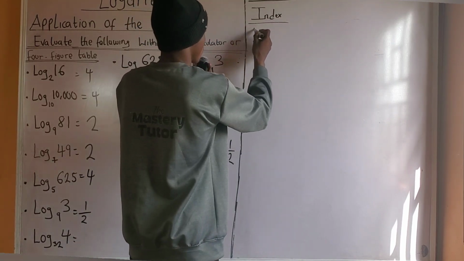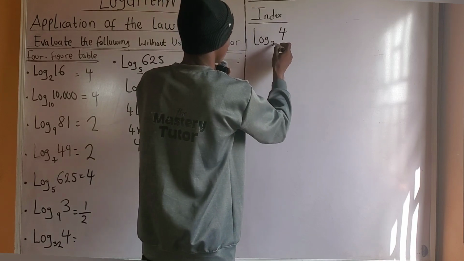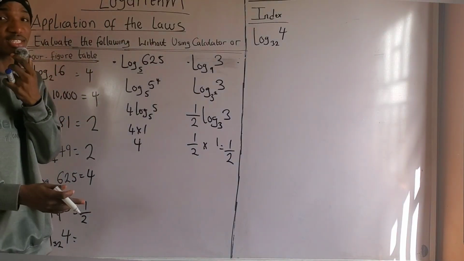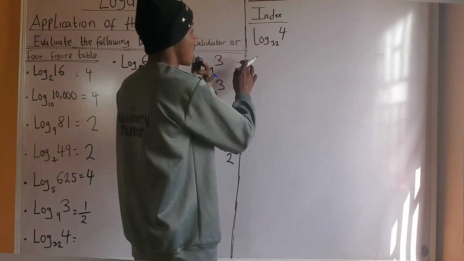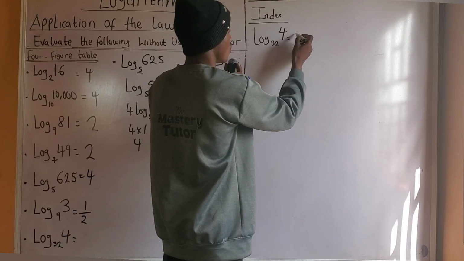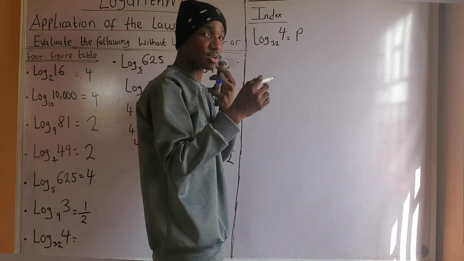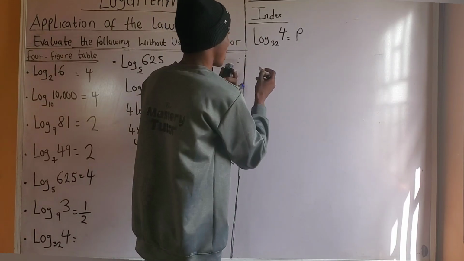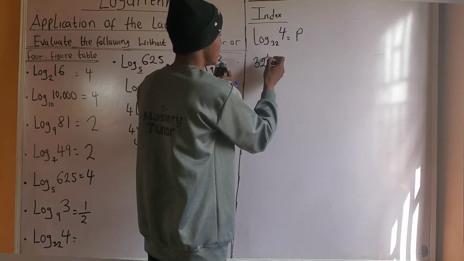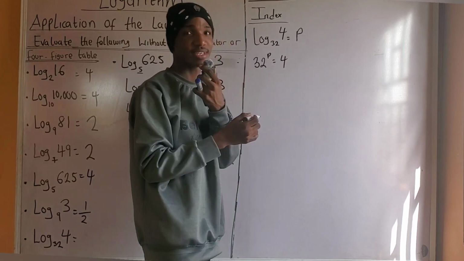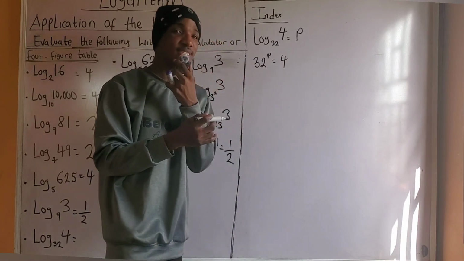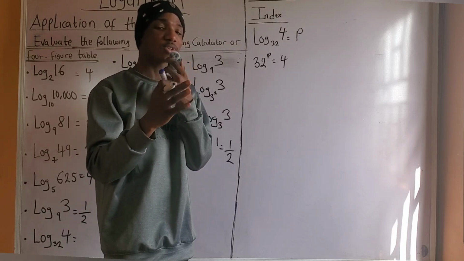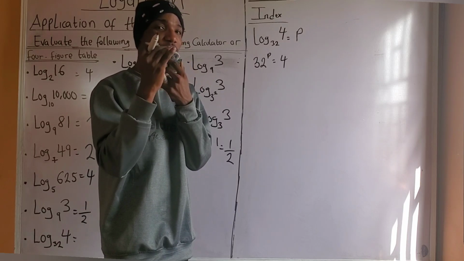Okay, we have log 4 base 32. Now, the first step is that you have to set this logarithm equal to a letter. You understand? So I'm going to have let log 4 base 32 equal to a letter, which is p. You can use any letter, okay? Now, I'm going to rewrite this in index form. So I'm going to have 32 raised to the power of p equals 4. Are you getting it? Now, do not forget that 32 can be written as 2 raised to the power of 5. Do you know? 2 times 2, 4. 4 times 2, 8. 8 times 2, 16. 16 times 2, 32.